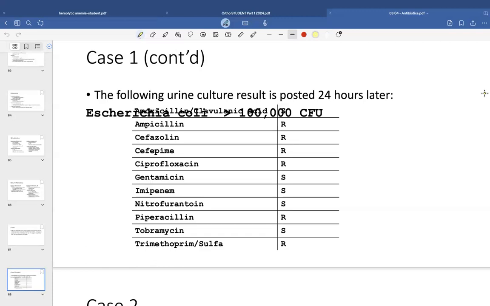So really, if you are looking at oral treatment, that just leaves us with amoxicillin. Okay.